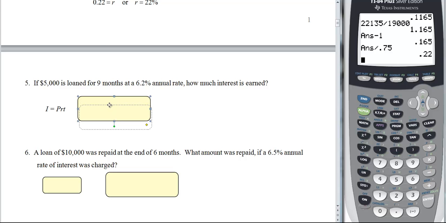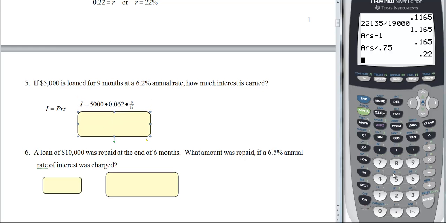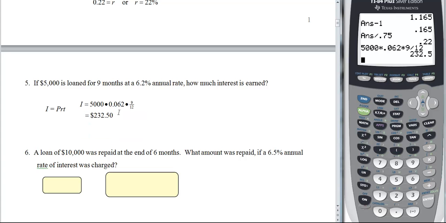Interest rate 0.062, and I'm going to have to put the months in terms of years, so that would be 9 over 12. So let's put this in, and I'll see if I can be a little bit more careful. 0.062 times 9 divided by 12. You can reduce it if you want to, but the calculator will do the work. So $232.50, that's how much interest is earned.